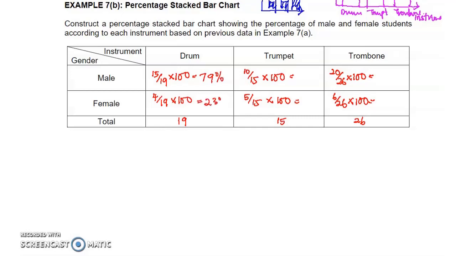So here will be 21%. Okay, total must be 100. This one, 67. So here will be 33%. So this one, 77. So here will be 23%.